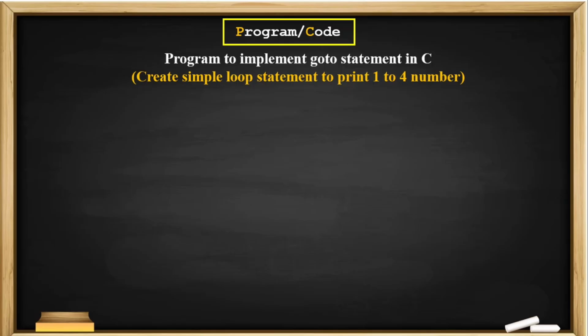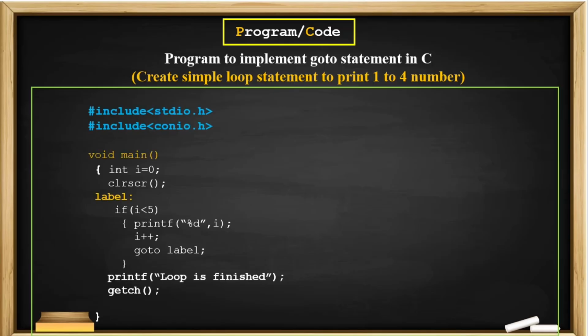Now we shall discuss actual program to implement goto statement in C language. First of all, initialization of standard library files such as stdio.h and conio.h is done. In main function, we shall initialize variable I equal to 0. Label is displayed before if condition. Goto statement is shown in curly bracket. Here, program control is unconditionally transferred to label location.